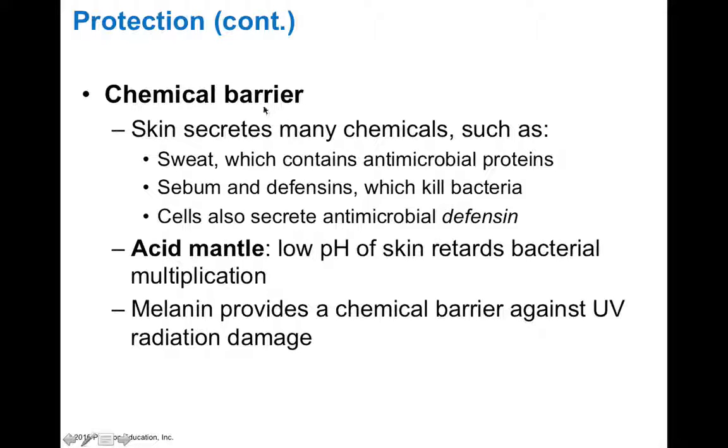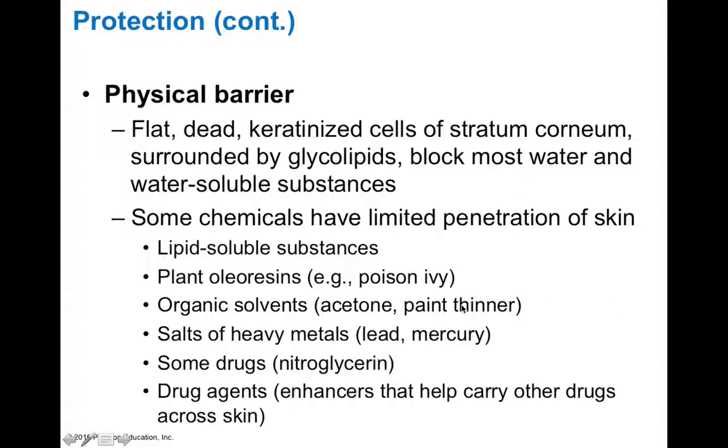As a chemical barrier, skin secretes lots of chemicals that can be antimicrobial, like in sweat, or sebum or oil has defensins, which can kill bacteria. Cells also secrete antimicrobial defensin. And the surface of skin is an acid mantle, which means that it has a lower pH, and this acidity actually prevents bacterial multiplication. And melanin, this chemical in epidermis, provides a barrier against UV radiation.